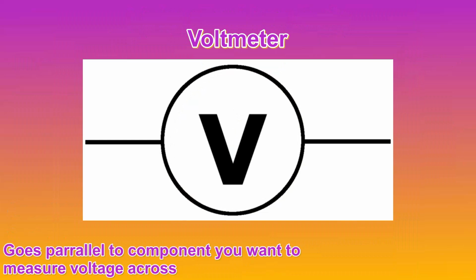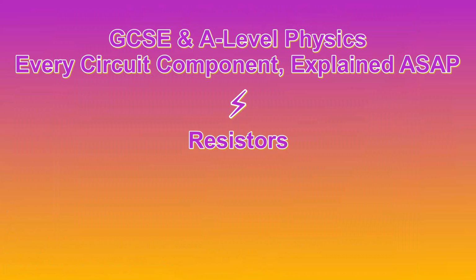And by having both the ammeter and voltmeter in a circuit, ammeter in series, voltmeter in parallel, you can then use the formula R equals V over I to calculate the resistance of any given circuit. Now moving on to resistors, which are used in circuits to manipulate the resistance at any given point in a circuit and to alter the potential difference.